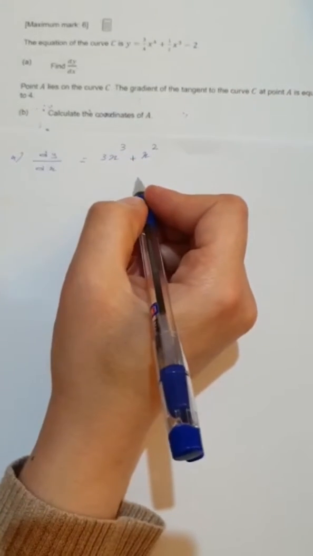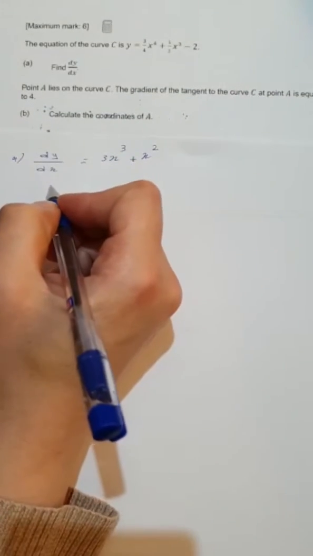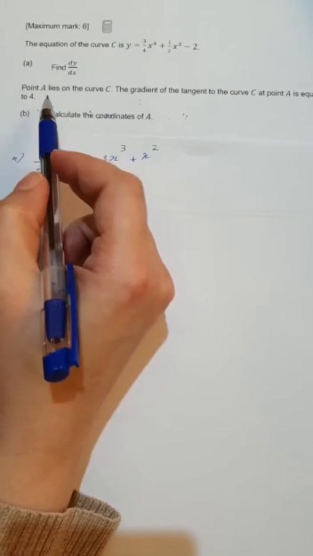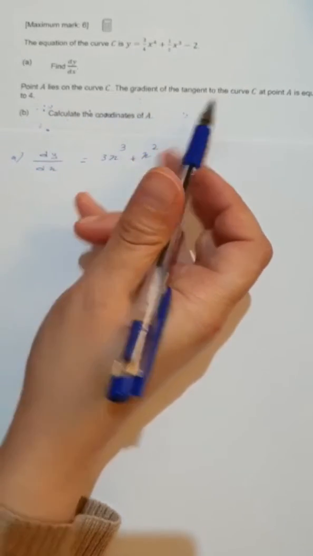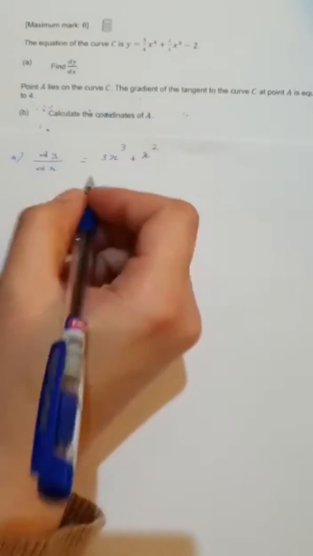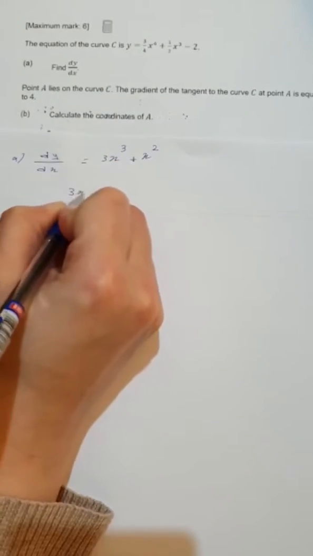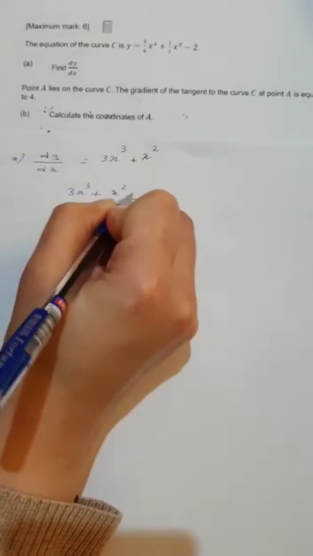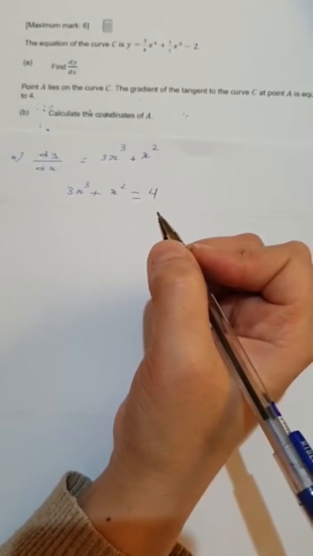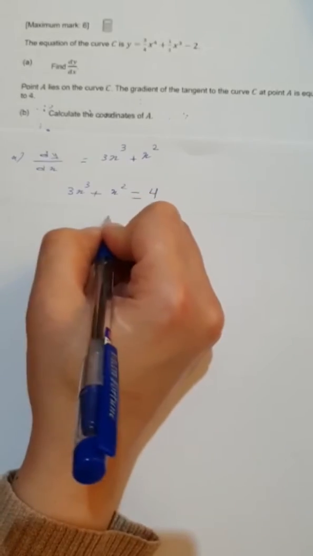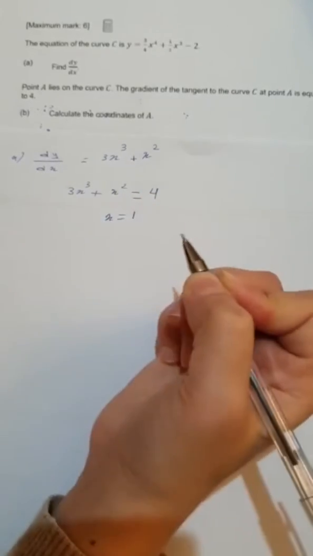So we have this function now. Point A is on the curve C. The gradient of the tangent to the curve C at point A is equal to 4. So the gradient is equal to 4. So I'm going to say 3x to the power of 3 plus x to the power of 2 is equal to 4. And using the graphing calculator again, I'm going to solve this one. I'm going to get x equal to 1.